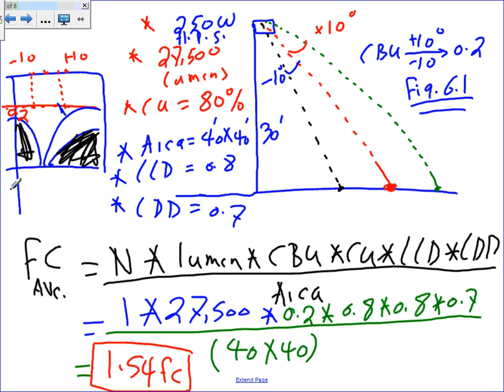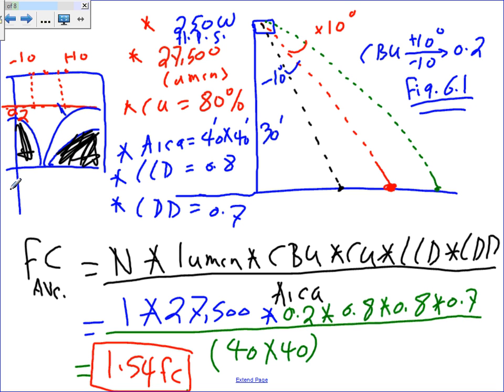All right. So we found the 0.2. Any questions on how to find it? Can you guys give me a thumbs up? We know how to find the coefficient of utilization from the curves. 0.2. Good. Then the rest is just plug and play, very easy. The formula says number of fixtures multiplied by the lumens multiplied by the beam utilization, lumen depreciation, and dirt factor, divided by the area.